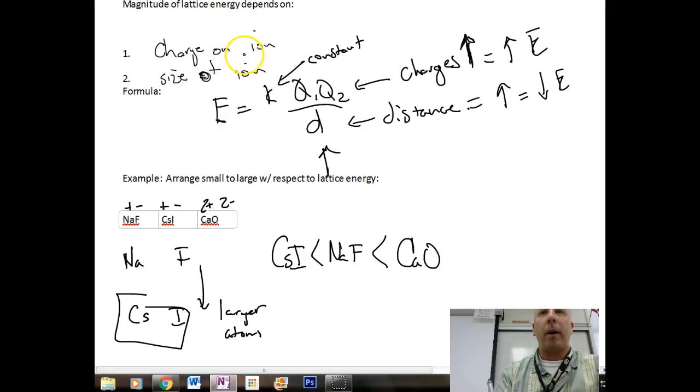And so that is ionic compounds, a little bit of lattice energy, and a little bit of Lewis structures, which we'll be talking more about in the coming days, especially Lewis structures.